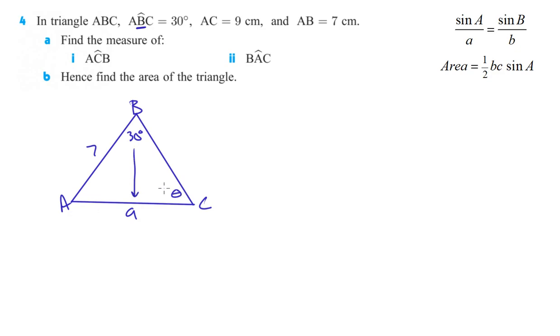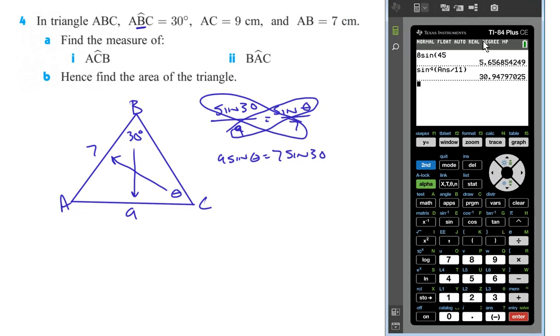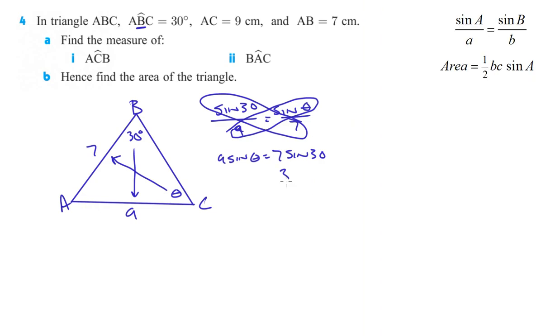So that works out nice because look, we have those two and those two. So we can do sine 30 over 9 equals sine theta over 7. Cross multiply, that's a 9, not an A. 9 sine theta equals 7 sine 30. All right. So 7 sine of 30 gives us 3.5. 9 sine theta. Divide both sides by 9. And sine theta is going to equal 3.5 over 9.